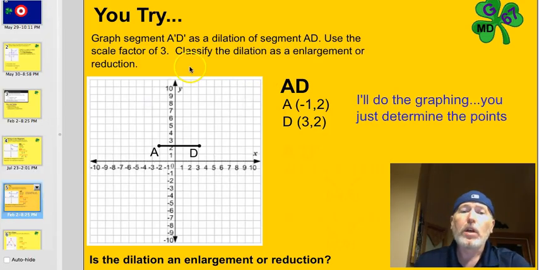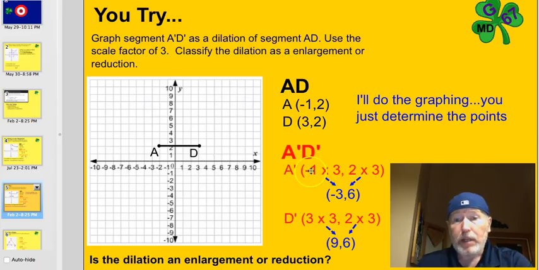Same type of problem. Graph this line segment, A prime D prime, as a dilation of segment AD. Use a scale factor of 3. Classify the dilation as an enlargement or a reduction. Okay? Before you get all upset, you don't have to graph anything tonight. All I'll ask you to do is take these 2 points and come up with the coordinates for A prime, D prime, and I'll do the graphing. Go ahead. All right, let's see how you did.